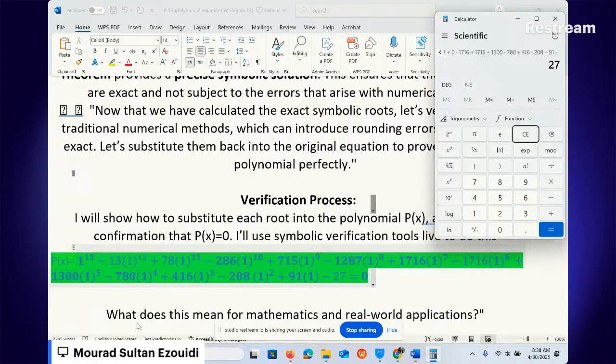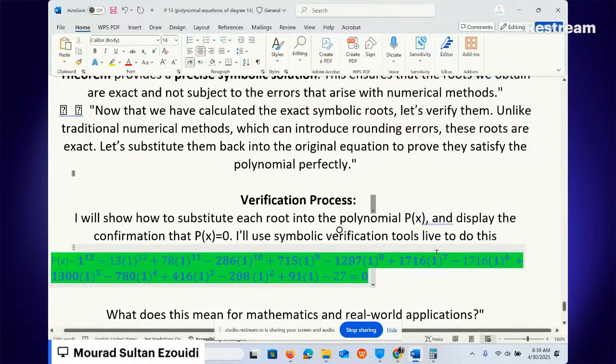This one, my professors, has to be, what is the equal sign? Yes, it has to be equal to zero. And here we make our verification process, and we show by substituting each root in the equation that we find it equals zero.